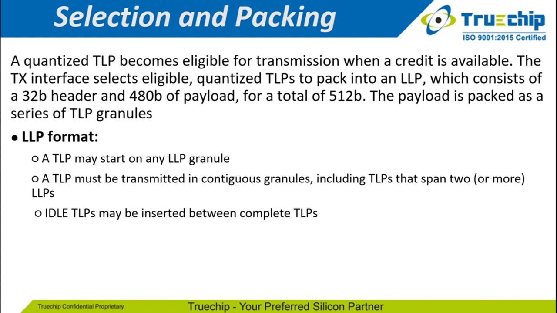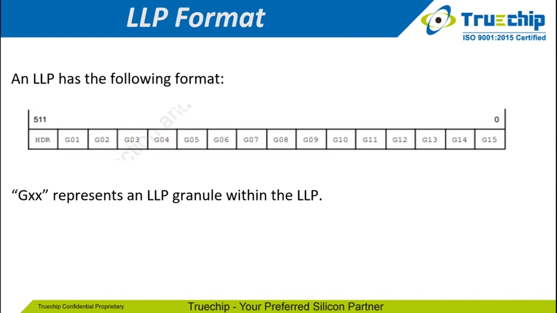In the LLP format, a TLP may start on any LLP granule. A TLP must be transmitted in contiguous granules, including TLPs that span 2 or more LLPs. Idle TLPs may be inserted between complete TLPs. Here we have the LLP format, with 512 bits: 32 bits of header, and the rest are G01, G02, G03 and so on, each representing an LLP granule within the LLP.